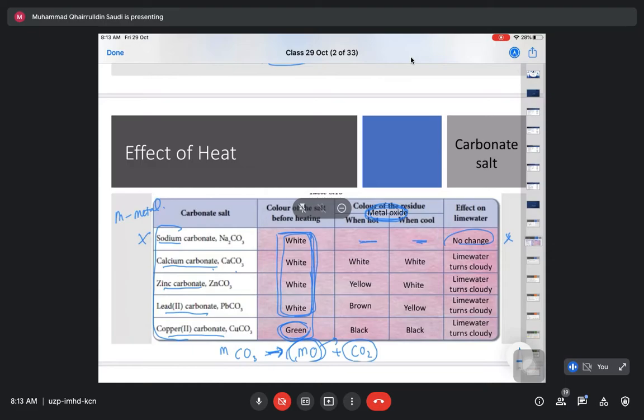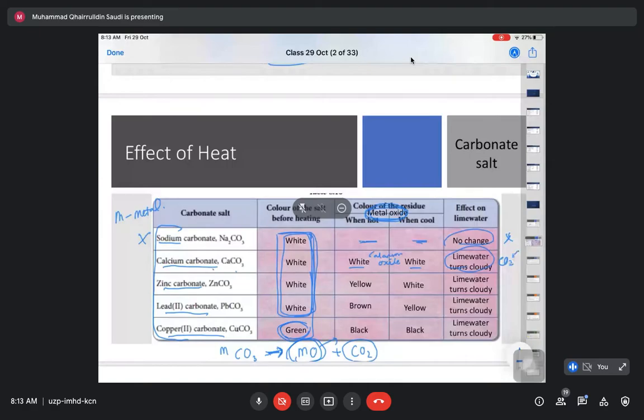Calcium carbonate dipanaskan, metal oxide dia nama apa? Calcium oxide. Okay, good. Calcium oxide. So calcium oxide bila panas dia warna putih. Bila sejuk pun warna putih. Lime water turns cloudy, maksudnya ada carbon dioxide.